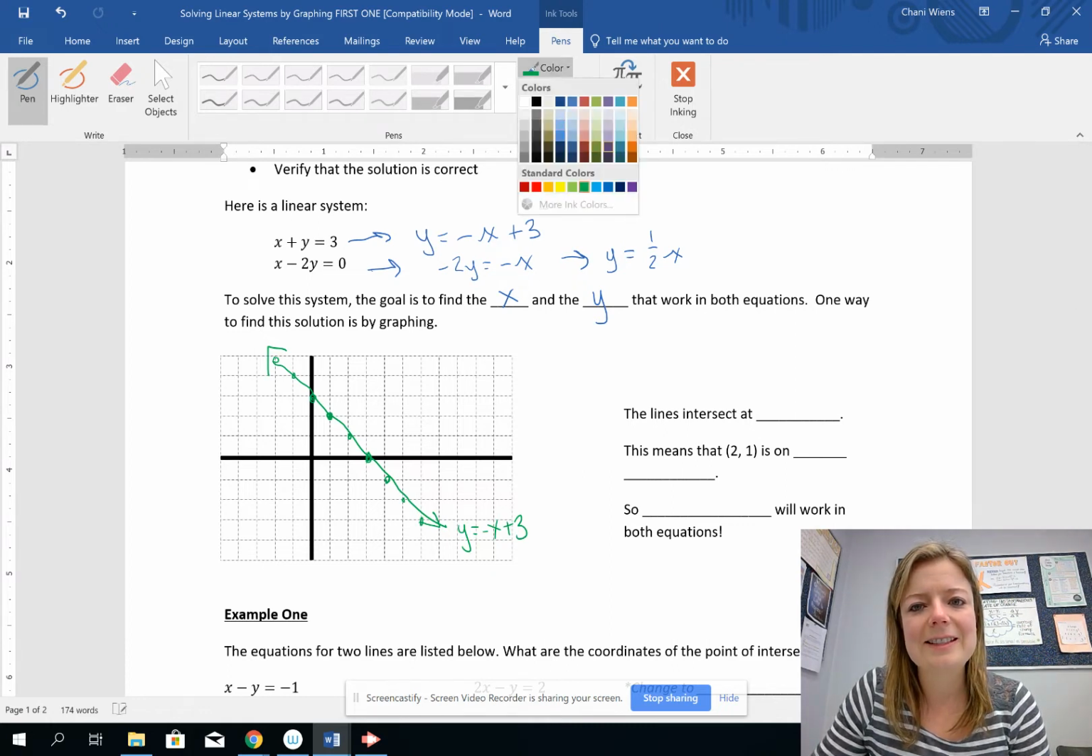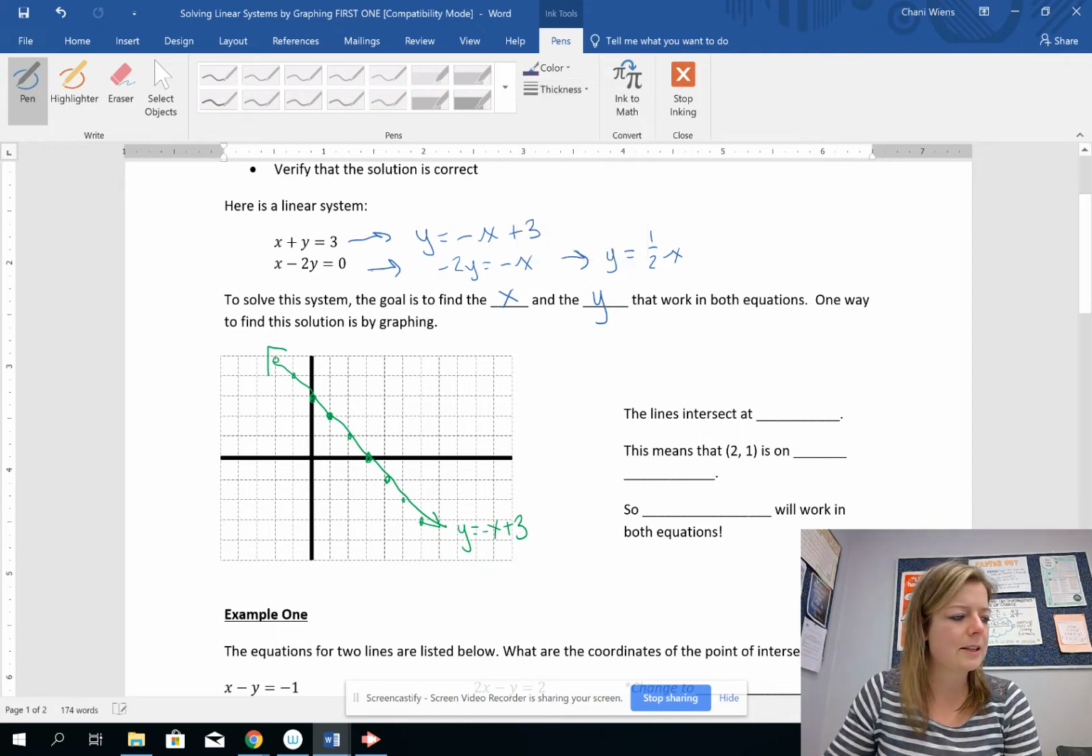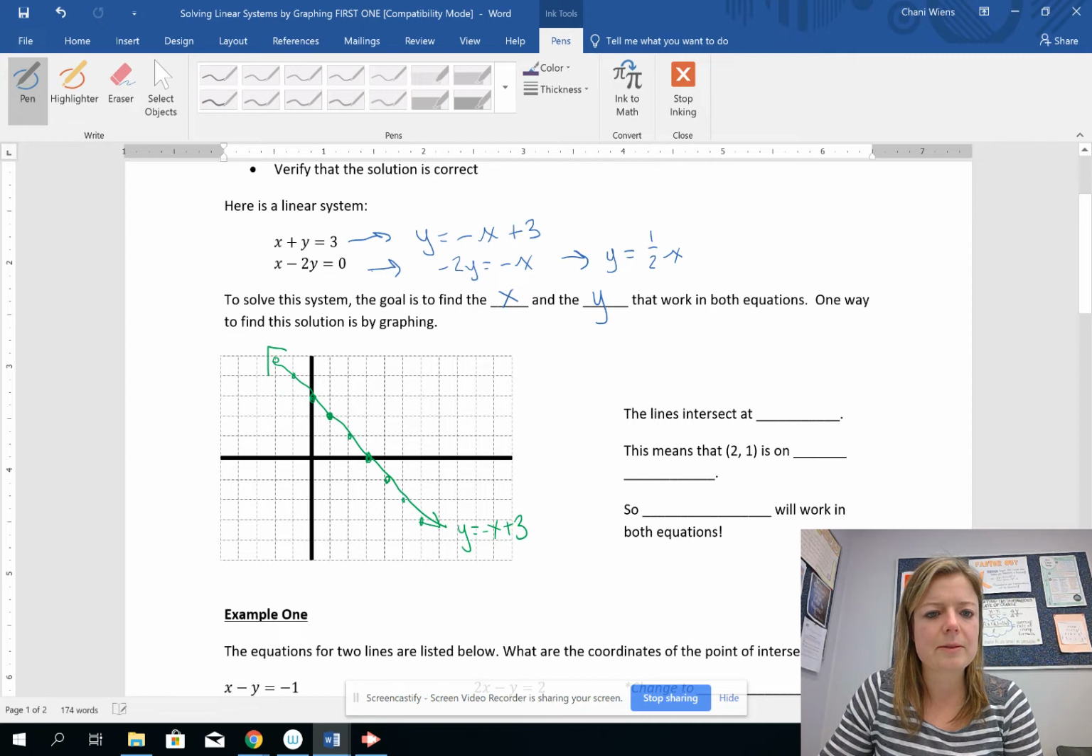And okay, let's do some purple. Let's do it a bit thicker here. Okay, so this one is 1/2 x. So it has a y-intercept of 0, 0. And then I go up 1 over 2. Up 1 over 2. Okay, down 1, left 2. So this line, it's my other line. Again, use a ruler, people.